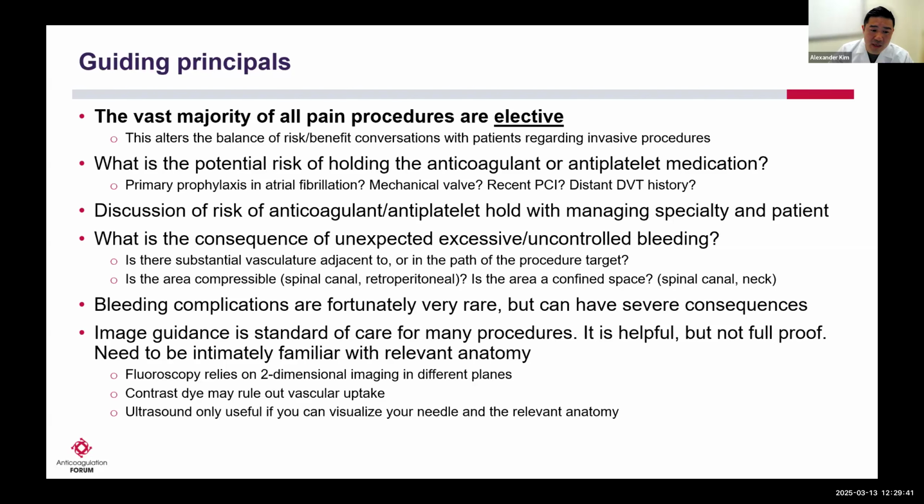So thankfully, bleeding complications are extremely rare. But when they do happen, they can have some very, very severe consequences. And we'll go over that in a couple of cases at the end.